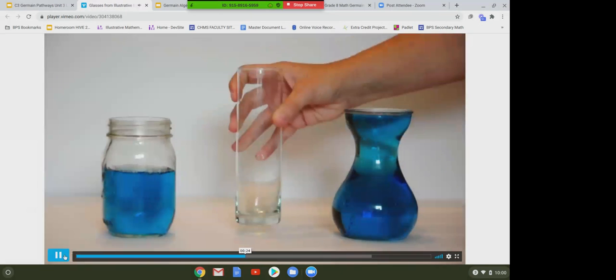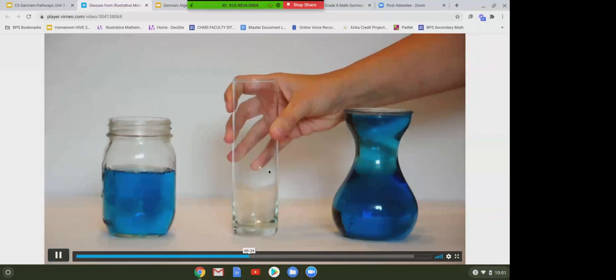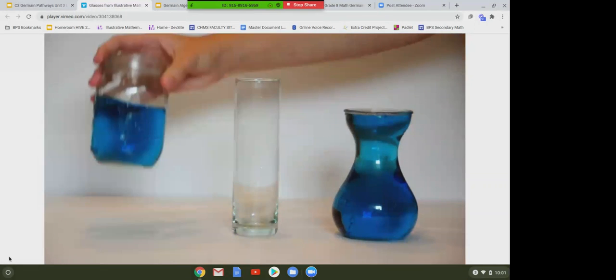Okay, I'm going to pause it for a second. In the chat, let me know. That's okay, Annie, you can just follow along. So looking at this right now, this tall, skinny one, does it hold more water or less water than the mason jar? More or less than the mason jar? Awesome. Yes, it holds less. Very good. Nice job. Let's take a look at the little curvy guy, the curvy guy.